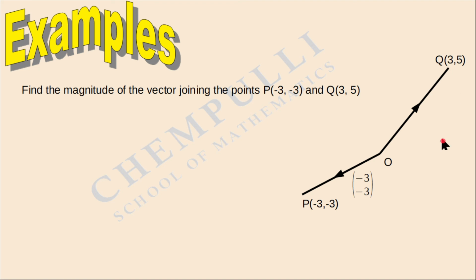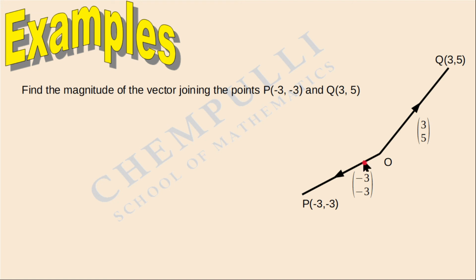Then we have to find this vector OQ. We know the point Q is (3, 5). In which way can we find the vector OQ? Let's write that point in column form. Then we will get the position vector of the point Q, that is, vector OQ is equal to (3, 5). So vector OQ is clear.